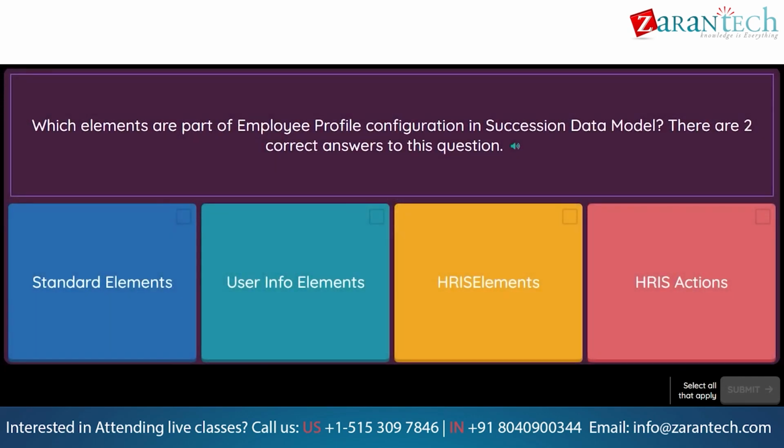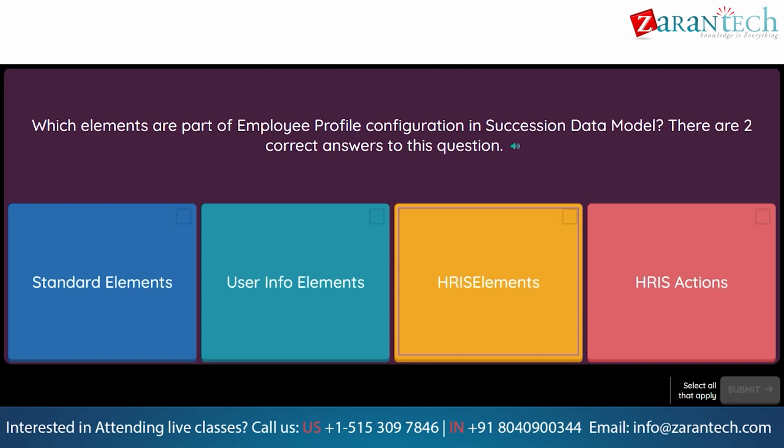Question: Which elements are part of employee profile configuration in succession data model? There are 2 correct answers to this question. Option 1, standard elements. Option 2, user info elements. Option 3, HRIS elements. Option 4, HRIS actions.